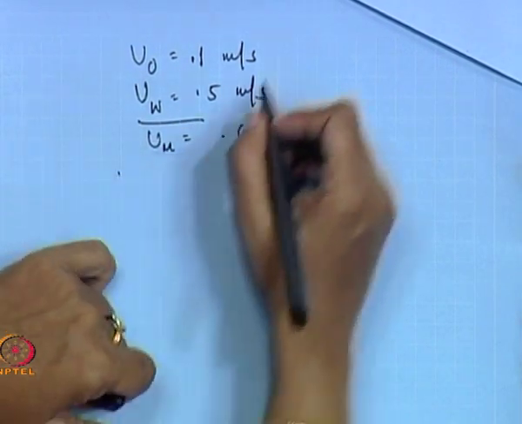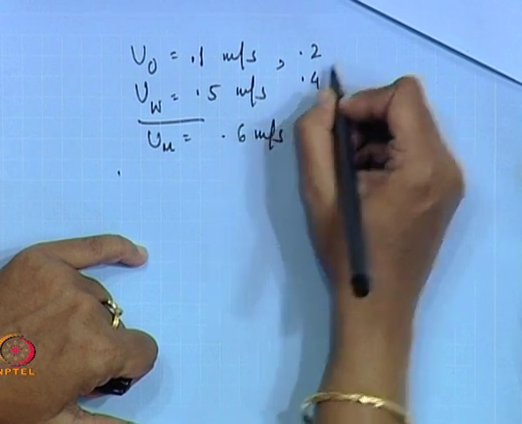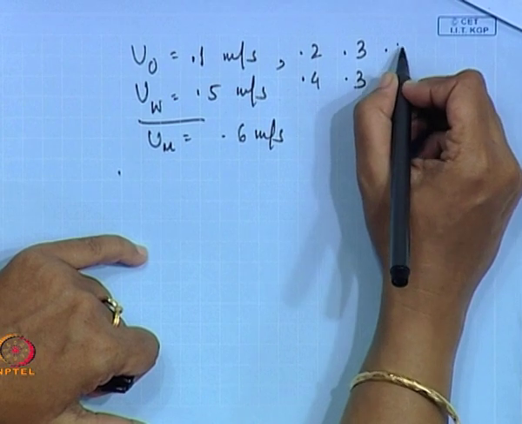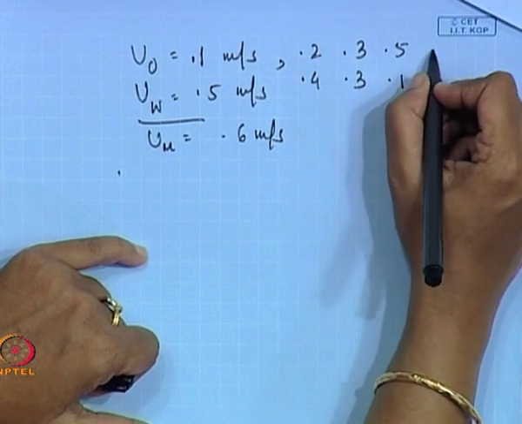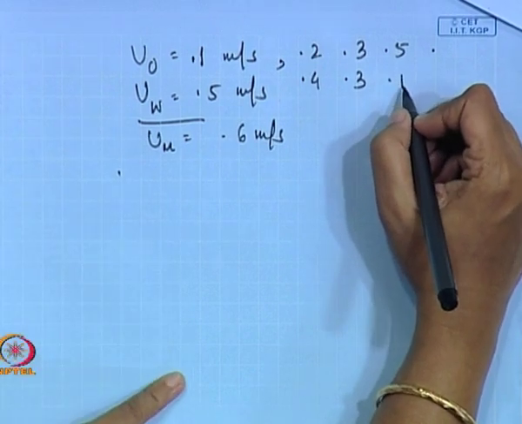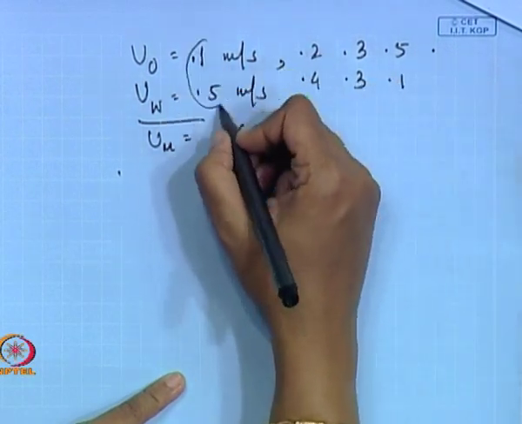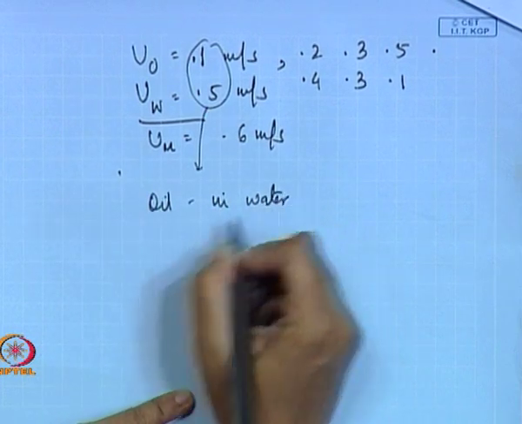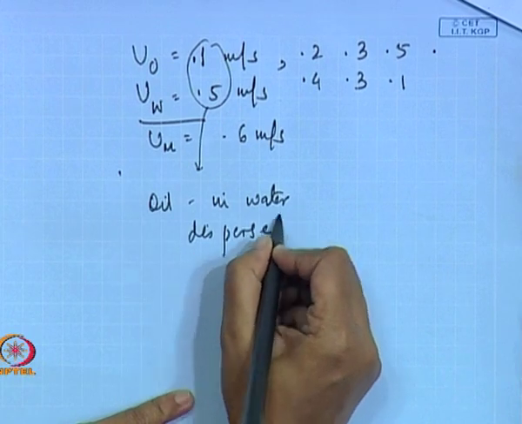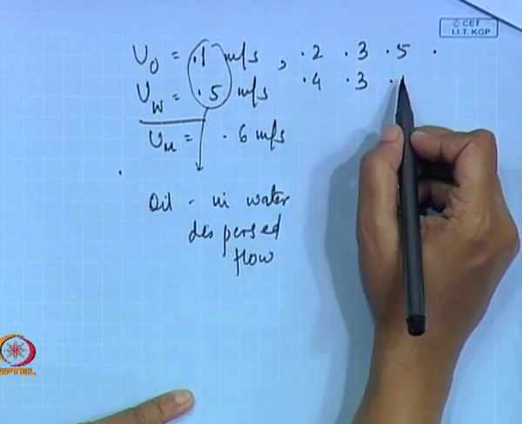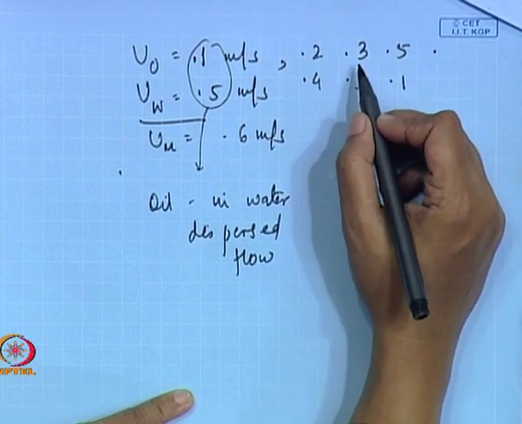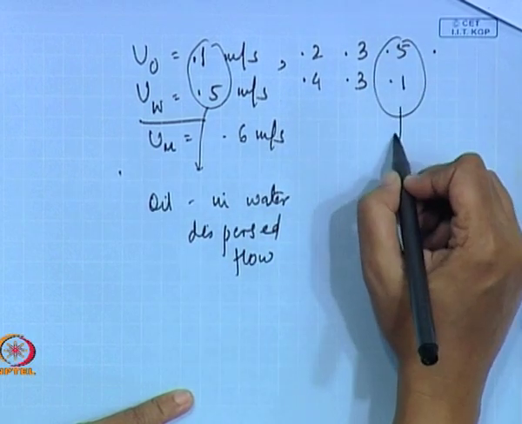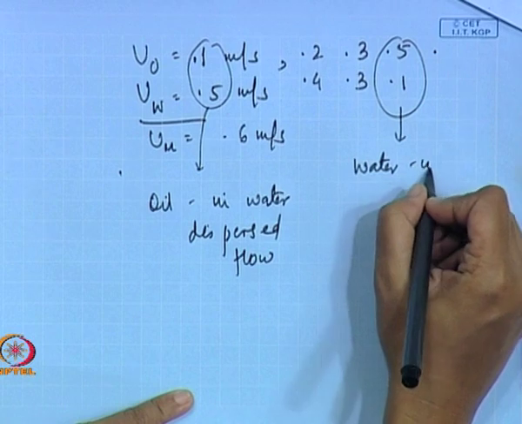Then we take another flow rate where this is 0.2, this is 0.4, then 0.3, 0.3. In this way we keep on going, this is, say, 0.5, this is 0.1, and then finally we reach this particular flow pattern. So, under these circumstances we have an oil in water dispersed flow, and gradually as we keep on changing the flow proportions of the two, keeping the mixture velocity constant, we finally reach a condition where we have water in oil dispersed flow.